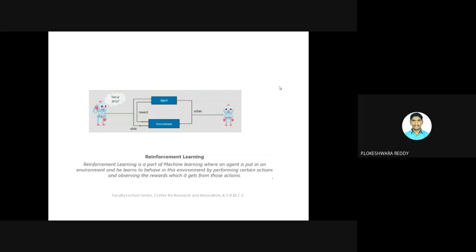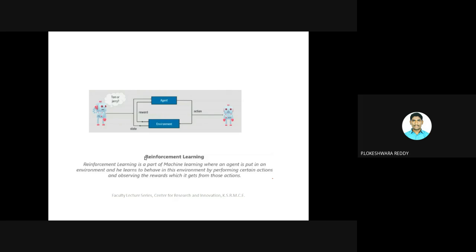And the third type of learning is reinforcement learning. Reinforcement, the name itself specifies that we are making the system learn by enforcement, so that we can get the reward.